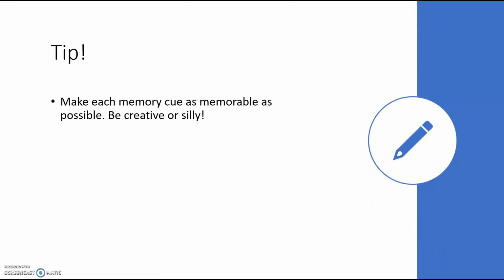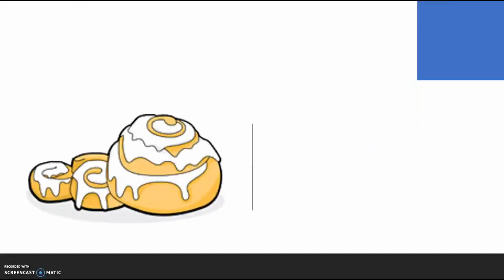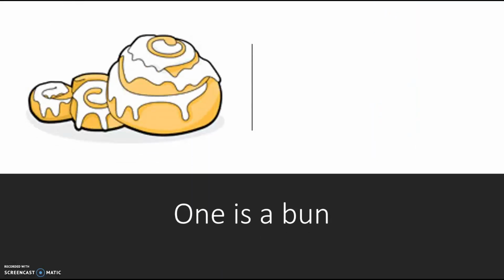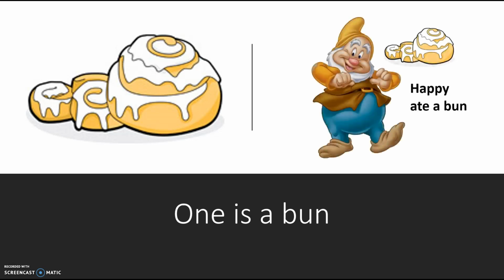Here's a tip. If you want to be really successful at this, try to make each memory cue as memorable as possible. It helps to be kind of creative or silly, so it sticks in your memory better. All right, let's get started. So 1 is a bun. So let's think about somebody eating a cinnamon roll for breakfast, and it makes them really happy. 1 is a bun. Happy ate a bun.